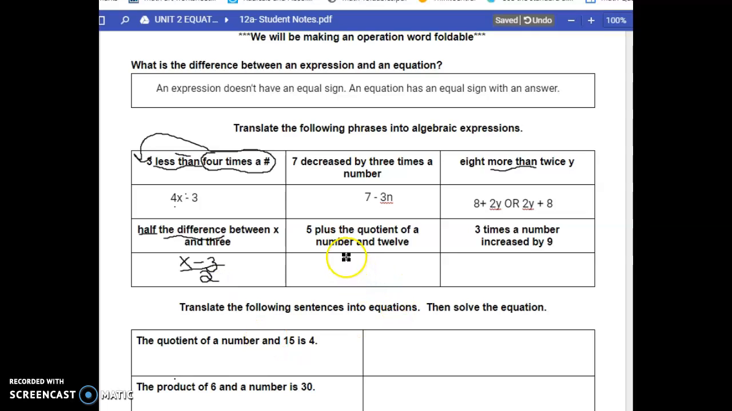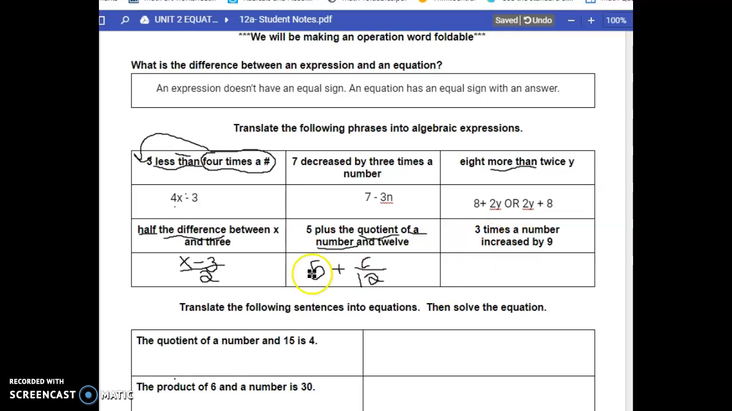For this next one, it says 5 plus the quotient of a number and 12. Quotient meaning to divide. So 5 plus, whenever you see quotient, whatever they gave you first goes on top. That's your numerator. So let's use C and 12. So that is in my denominator. So 5 plus C over 12.